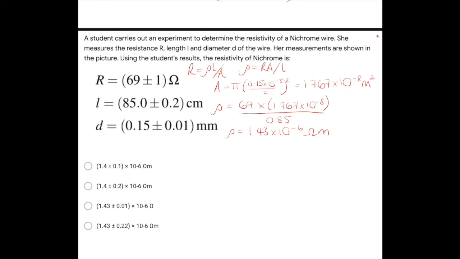So now, individual percentage uncertainties for each of those three quantities. So let's start with R, because that's nice and straightforward. 1 over 69 times by 100 gives us 1.45%. L, which comes out as 0.235%. And then lastly, we have to look at our percentage uncertainty in area.